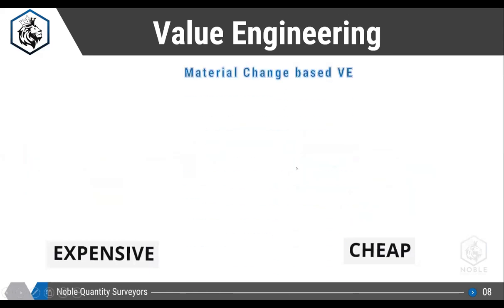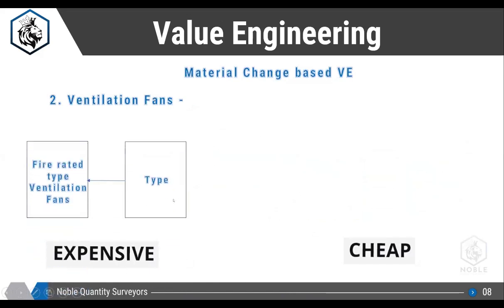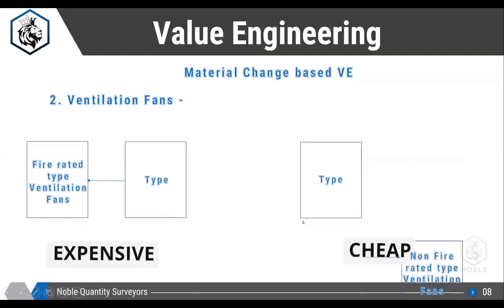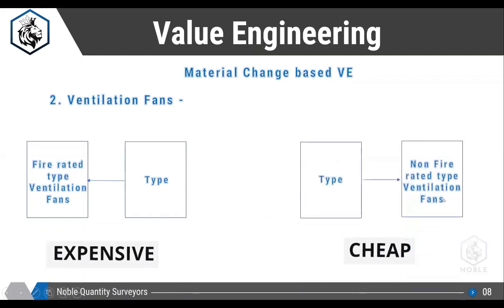The same thing you can do for the ventilation fans also. If they are asking for fire rated ventilation fans, you can propose non-fire rated ventilation fans. Fire rated ventilation fans are required only in the basement where the car park exhaust fans and all are placed. There you need to give fire rated fans. If a consultant is asking for fire rated fans for all the fans in the building, whether it is an exhaust fan, a toilet extract fan, or a kitchen extract fan, you can propose a non-fire rated fan.